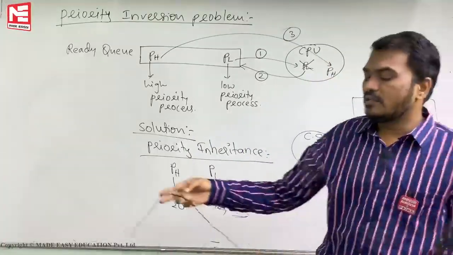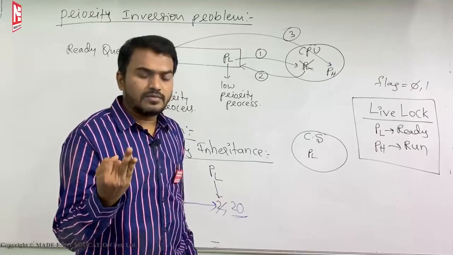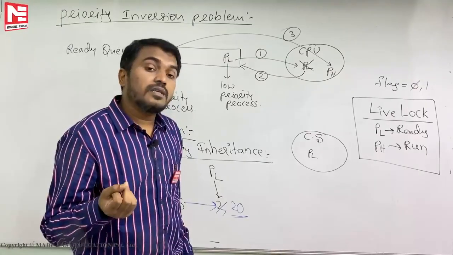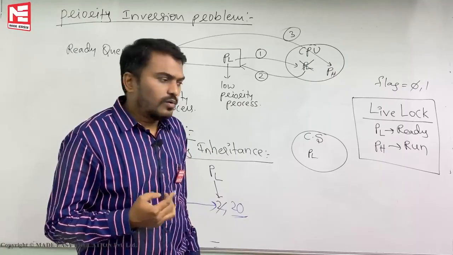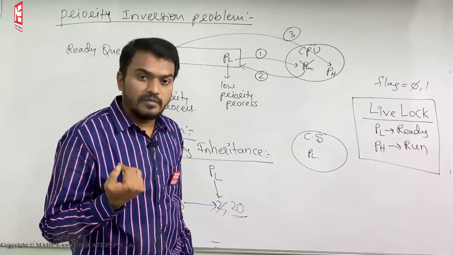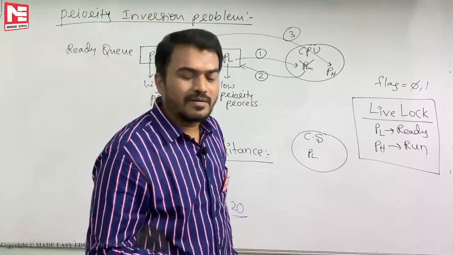So now understand here. With this we completed the software type of solution and the hardware type of solution, and next we will enter into the operating system type of solution, that is the semaphore. So what is the meaning of semaphore and how semaphore will be implemented, that is important. So next we will continue with the semaphore.